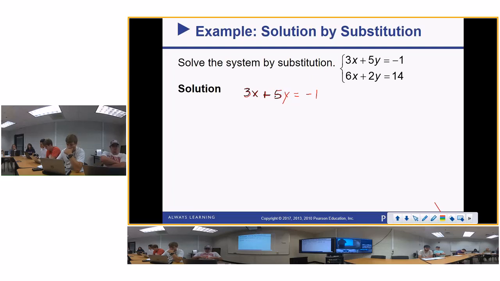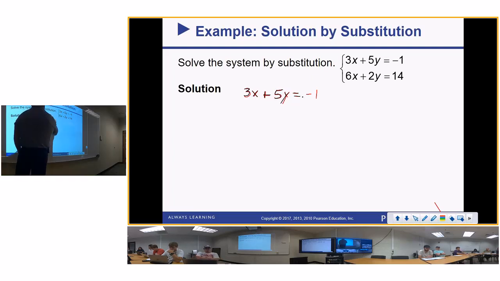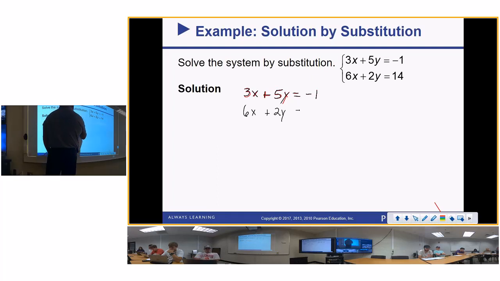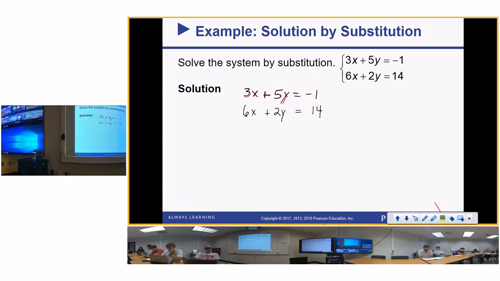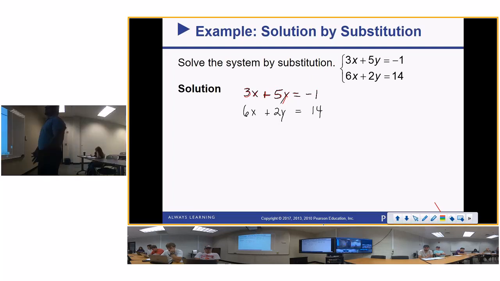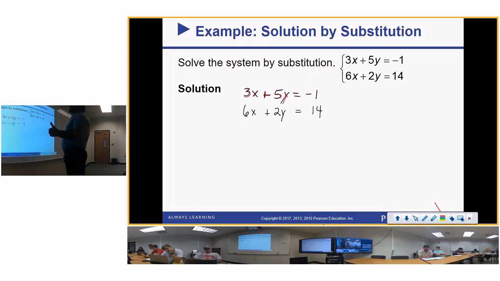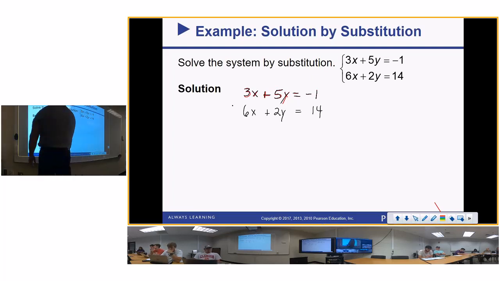3x plus 5y is equal to -1, and 6x plus 2y is equal to 14. We don't have much of a choice because we don't have alternating signs and we don't have the same coefficient. So I'm going to multiply the top by +2, and the bottom by -1. Anybody disagree with that? You have 4 different choices.